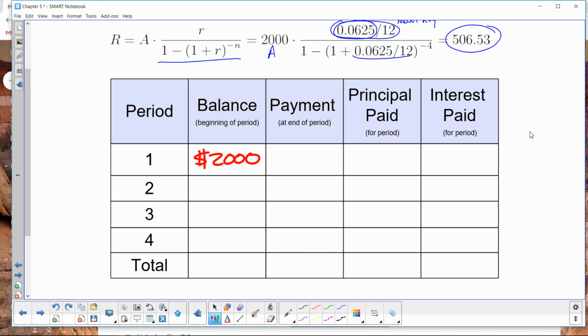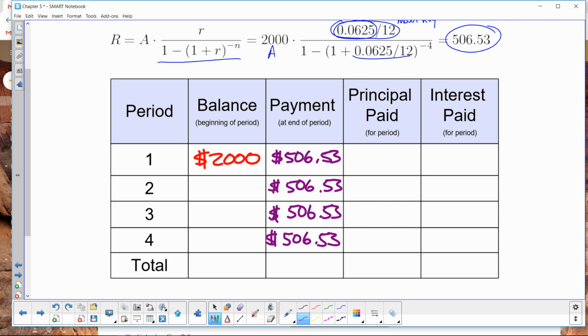So here's what we can do. You ready? We're going to take a different color, say purple. 506.53. You're going to pay that every month. That's your payment.